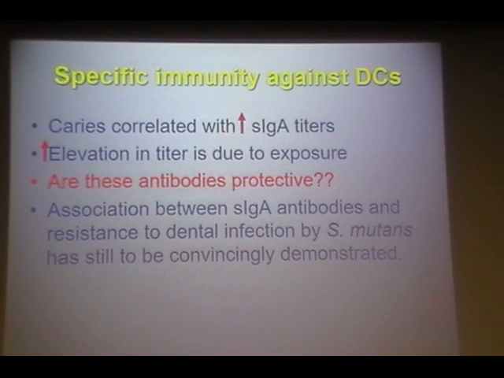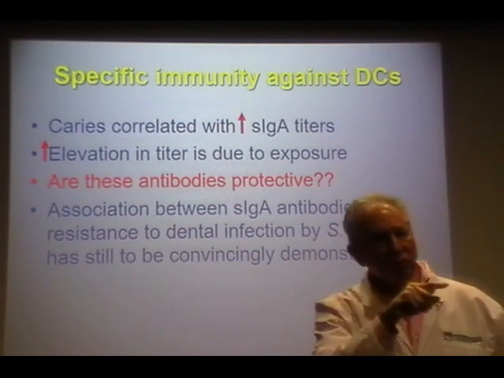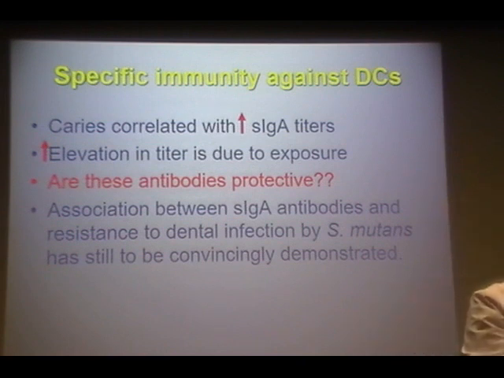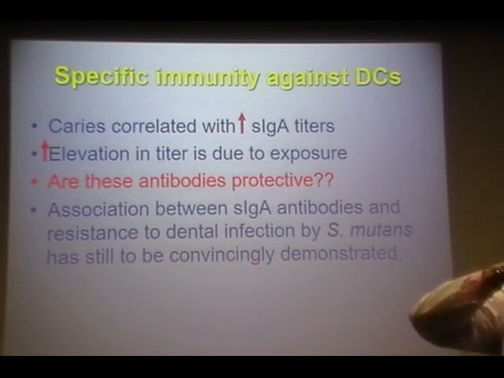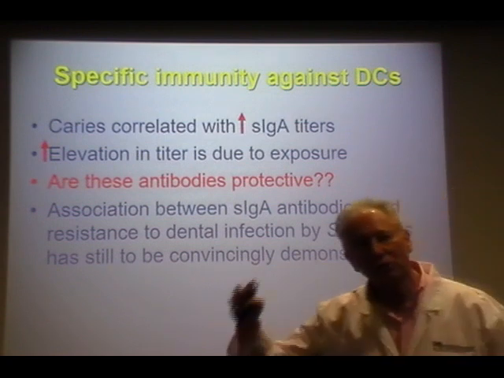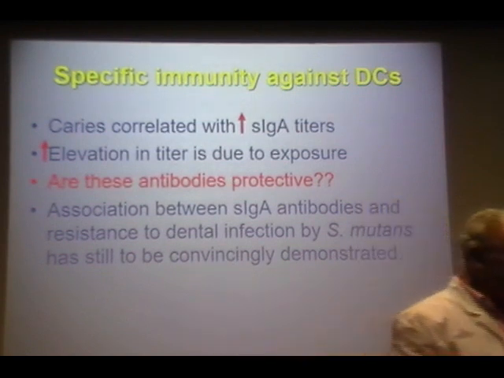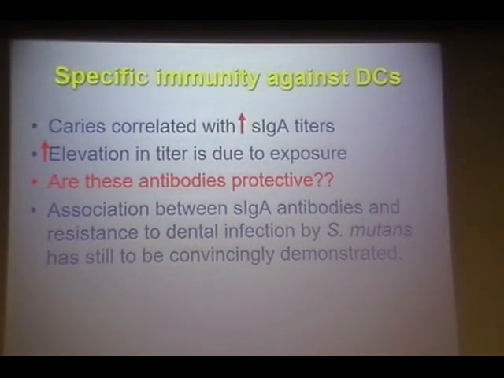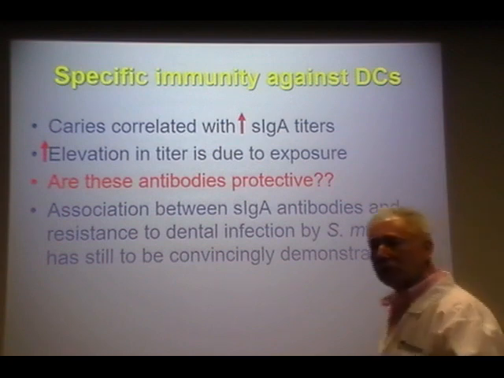Caries are correlated with a high increase of secretory IgA titers. So this is very interesting. I told you before that individuals who can't produce titers of secretory IgA are at high risk for caries, right? And now I'm saying caries are correlated with high titers of secretory IgA.